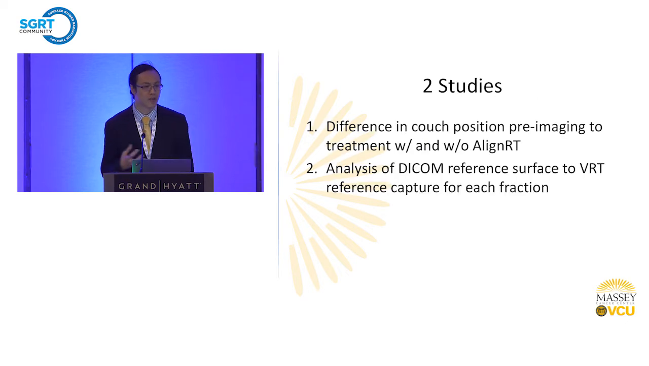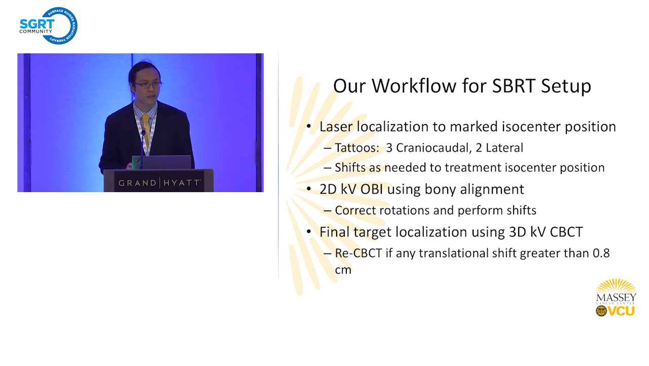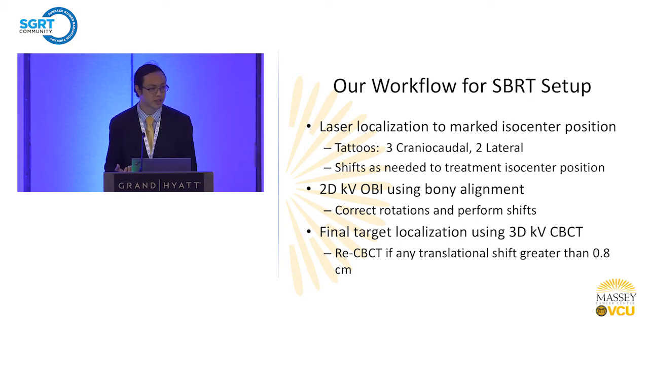And again, just for a refresher, we have two different data sets that we're looking at. So I'm going to go through one study, and then follow up with the second study. Our workflow for SBRT, our traditional method at least, is that we start with the laser localization, the 3 points to the skin marks, and then we apply any shifts to the treatment isocenter position if it's not the same point as the marked isocenter.